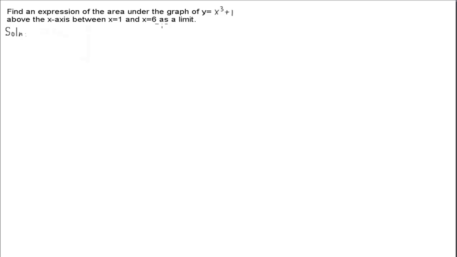Alright, let's solve this problem. We did a similar one in class today. But first, let's recall the definition of the area under the graph of a function above the x-axis between 2 points. And we know the area is a limit of the sum of many rectangles.